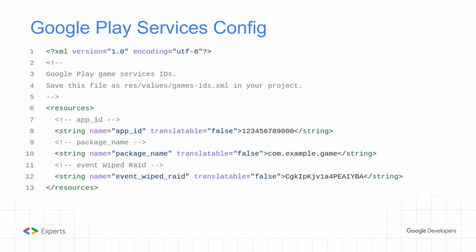First, you need to go to the Google Play console and request a credential. Once you do that, you'll receive an XML file that looks like this. Save it to the res/values directory in your project. Now that we have Play services set up, let's write the code in our app.